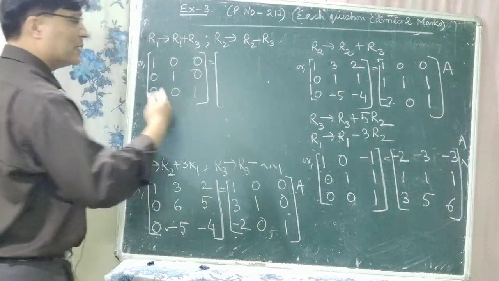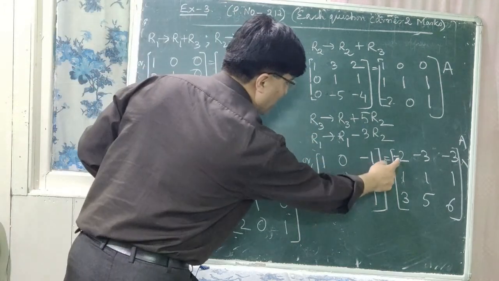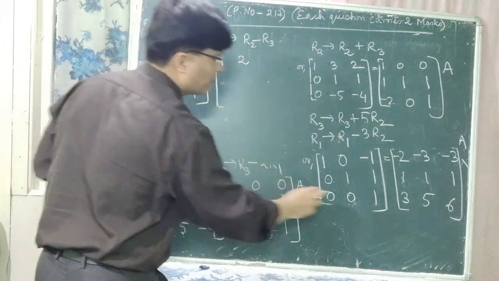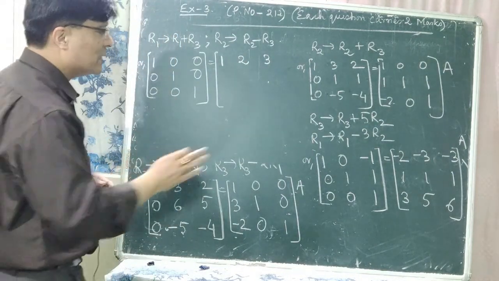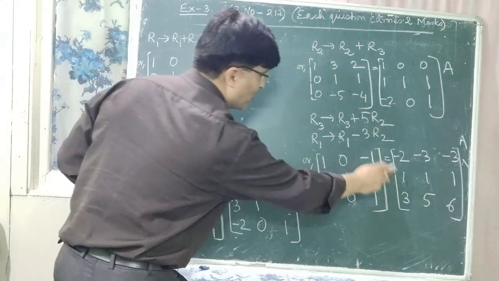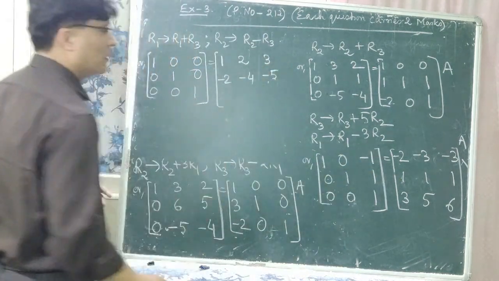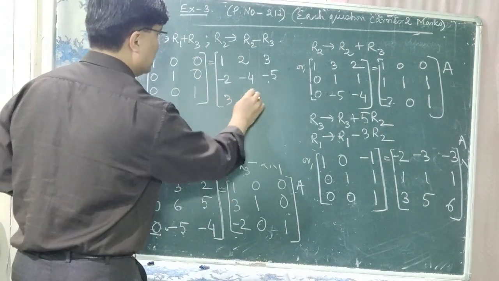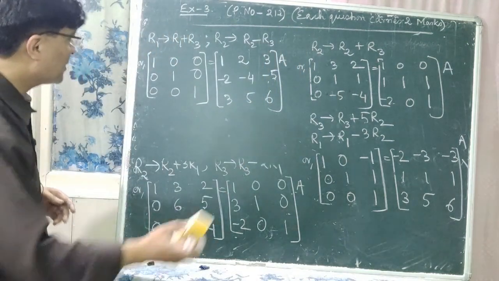So on the right hand side also you have to use the same operations. R1 plus R3. What is R1 plus R3? Minus 2 plus 3, 1. Minus 3 plus 5, 2. Minus 3 plus 6, 3. Now how is row 2 changing? R2 minus R3. 1 minus 3 is minus 2. R2 minus R3. 1 minus 5, minus 4. 1 minus 6 is minus 5, right? So row 3 remains same out here. That is 3, 5, 6. And you write here A. Is that clear?